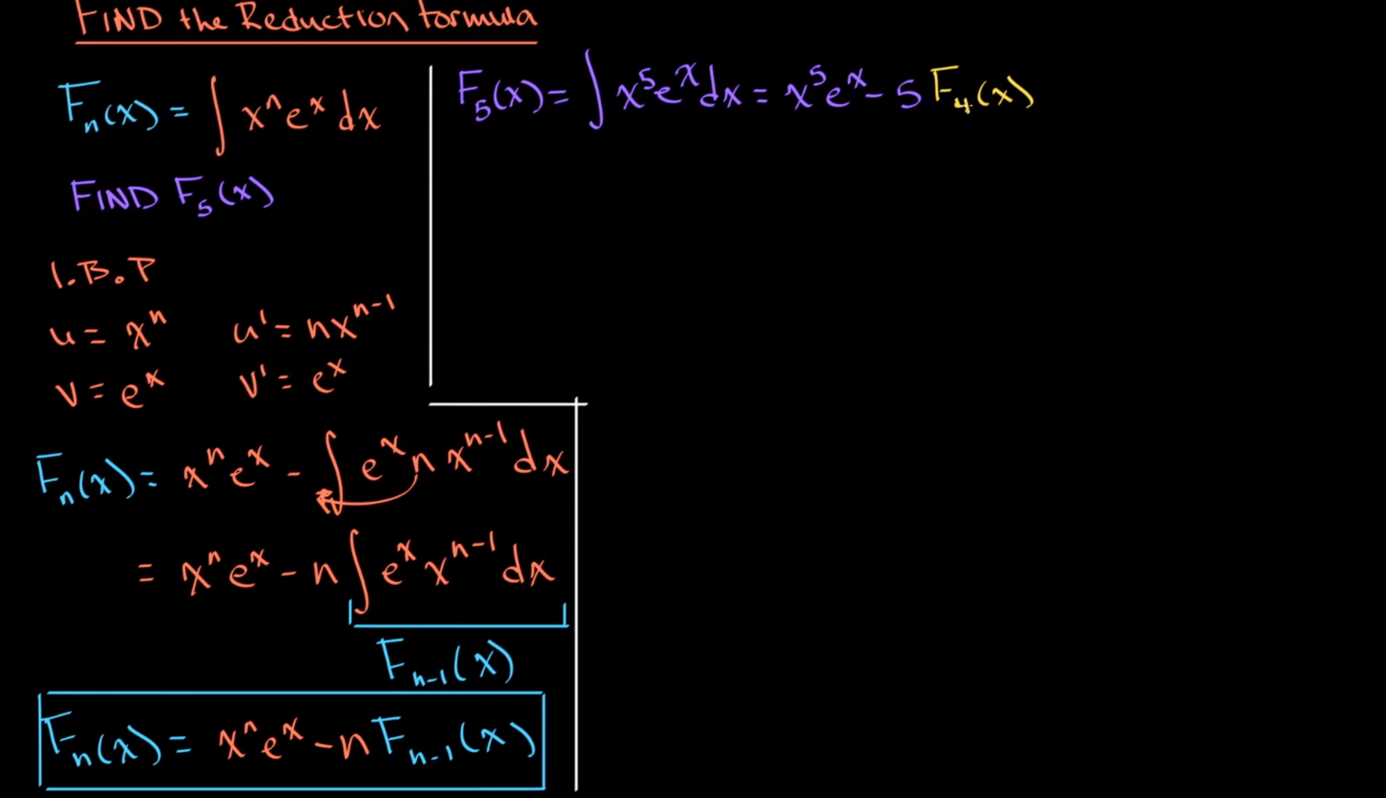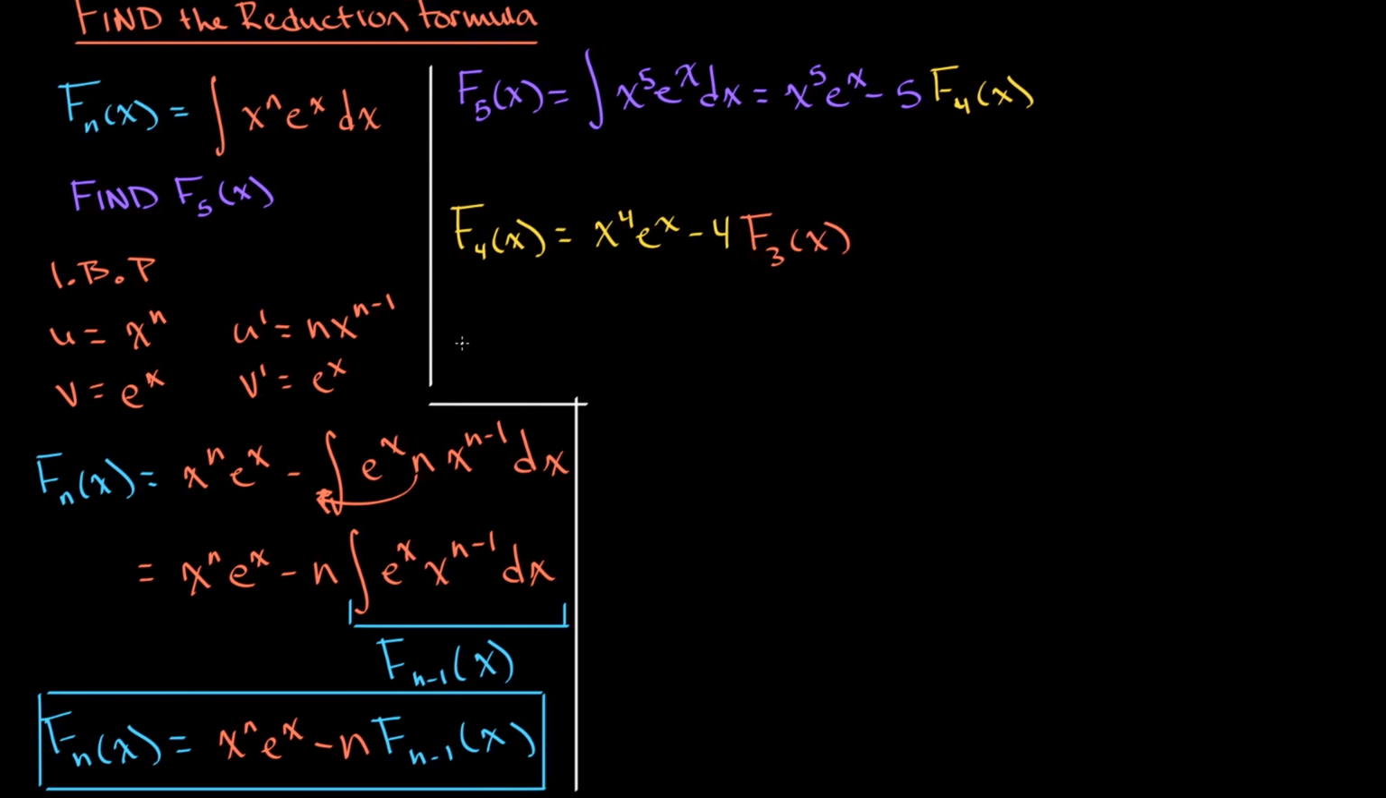And then likewise, what we saw in the last video, we just come down here and we use it again. So we use it on capital F sub 4 of x. And applying our reduction formula, now n is 4, so we have x to the 4th power times e to the x minus 4 times, we'll go orange here, capital F sub 3 of x.